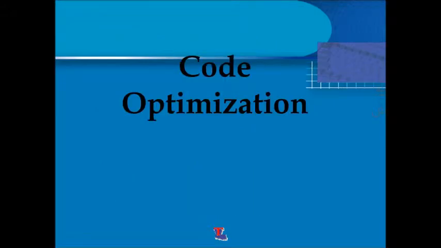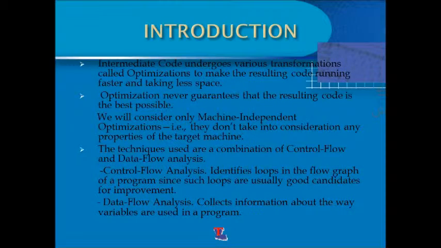Okay, so first let us discuss the first question, which was code optimization. Intermediate code undergoes various transformations called optimizations to make the resulting code run faster and take less space. Optimization never guarantees that the resulting code is the best possible. We will consider only machine independent optimizations, that is, they don't take into consideration any properties of the target machine. The techniques used are a combination of control flow and data flow analysis.